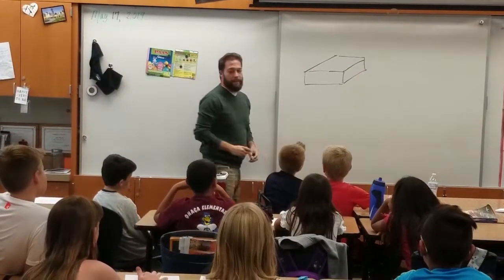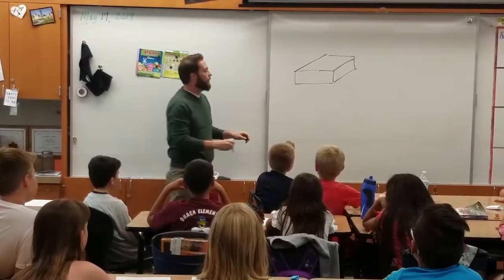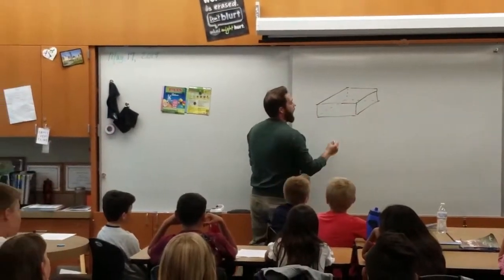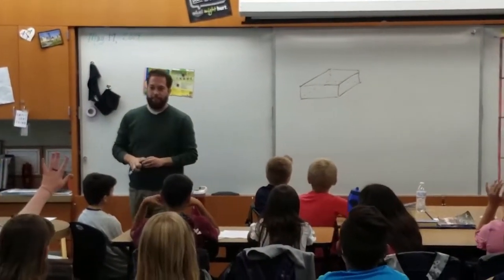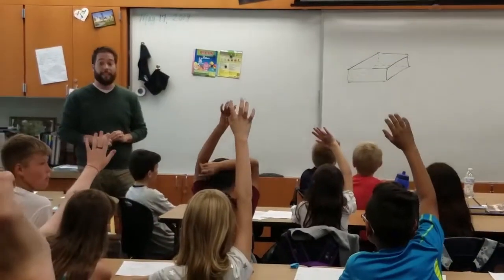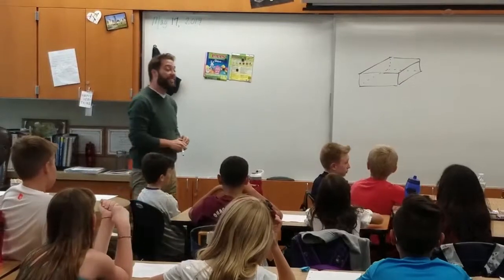Okay? So, if we're looking at this shape, just like we saw in our book when we did all of our geometry, how many faces does that shape have? You guys already know. You've been doing this before. Kinley? 6. There are 6 faces there.